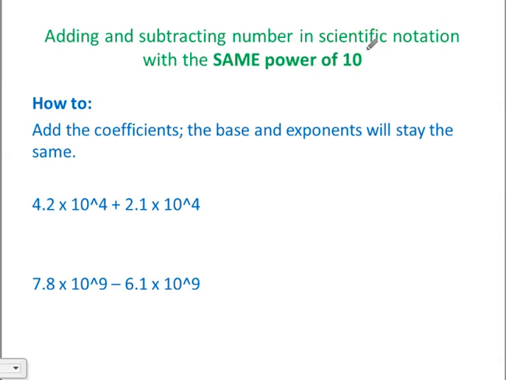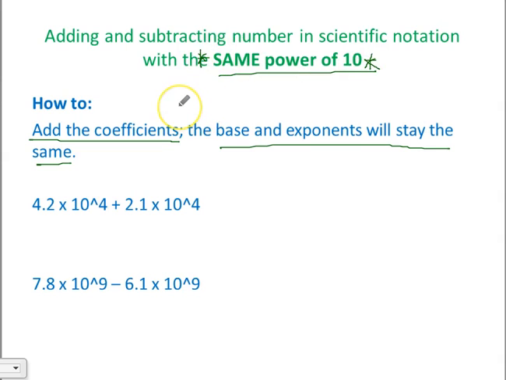Adding and subtracting numbers in scientific notation. So let's start when we have the same power of 10, or the same exponent of 10. When we have the same exponent, then all we need to do is simply add the coefficients, and then the base and the exponents will stay the same. And that's only when we have the powers of 10 that are the same. So we're just going to add the coefficients, and then the base and the powers will stay the same.